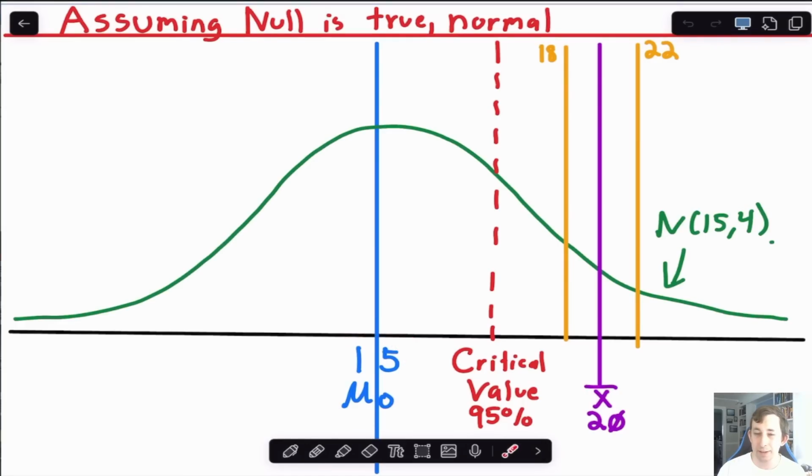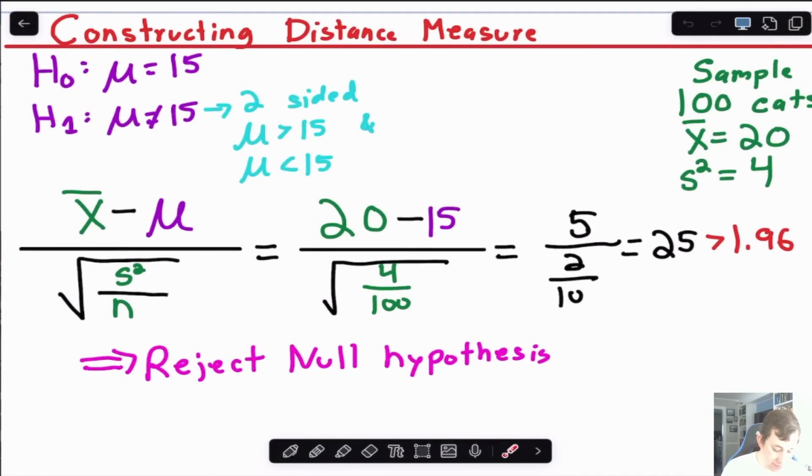It's probably more likely that the true average is not 15, and so that would indicate that Shanique is right, meaning that Bill is wrong, and that the average weight of cats is not 15. And so basically what we did is we calculated the distance between the average in our sample and the average under the null hypothesis, assuming that the null was true, which was 15. And then we need to scale this distance based on how much variation there was in our sample. And in our sample, there was only a variance of 4.